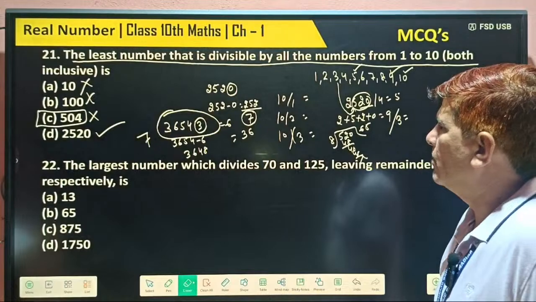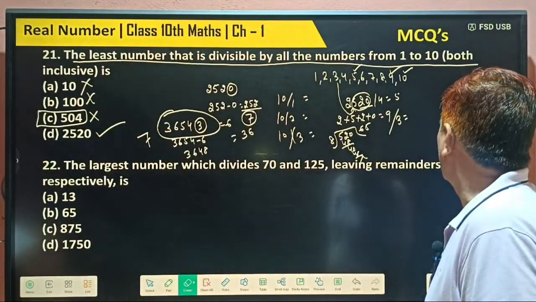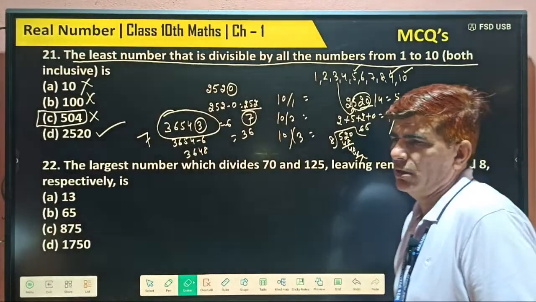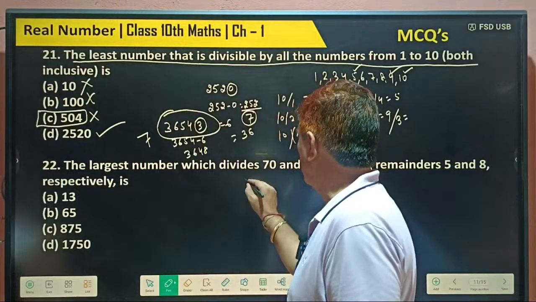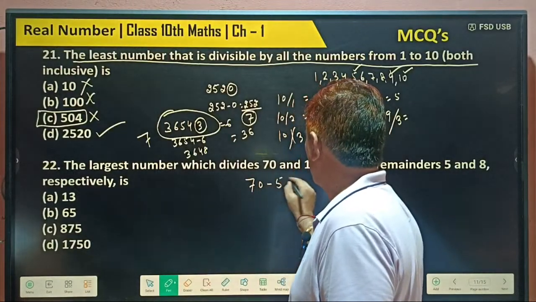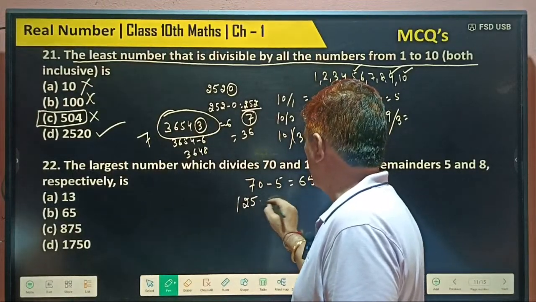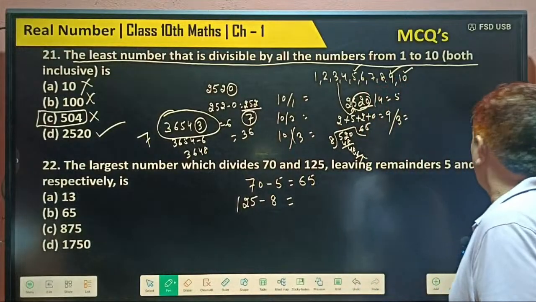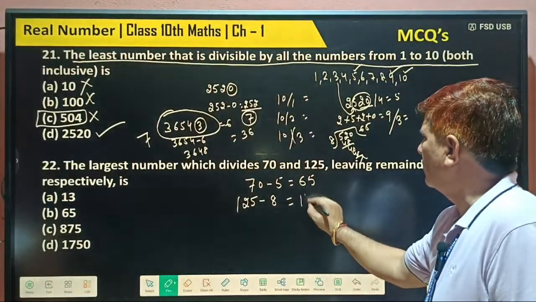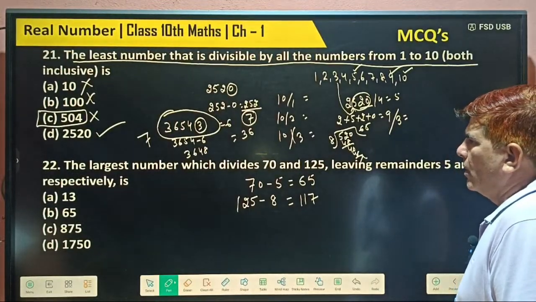The largest number which divides 70 and 125, leaving remainder 5 and 8 respectively in each case. In this type of question, first subtract the remainders. 70 minus 5 is 65, and 125 minus 8 is 117. Understood?